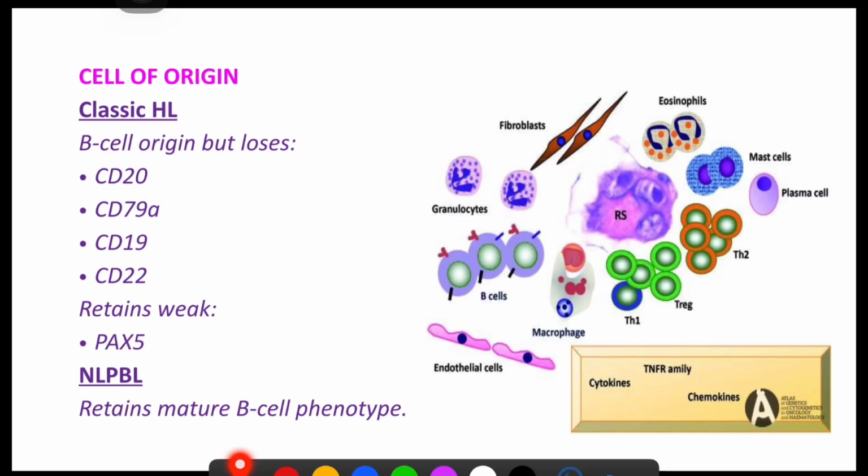Now, regarding cell of origin, classic Hodgkin lymphoma is of B cell origin, but it loses CD20, CD79A, CD19, CD22, though it retains weak PAX5, while NLPBL retains a mature B cell phenotype. So, these are RS cells, and in this background we can identify eosinophils, neutrophils, mast cells, plasma cells, and fibroblasts.